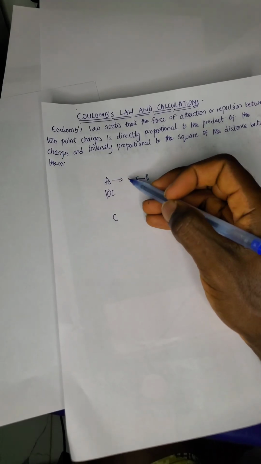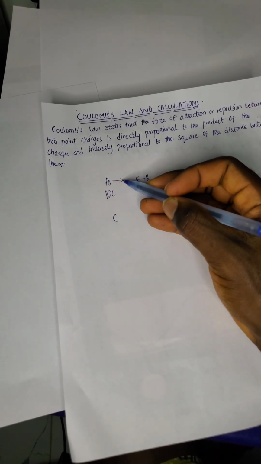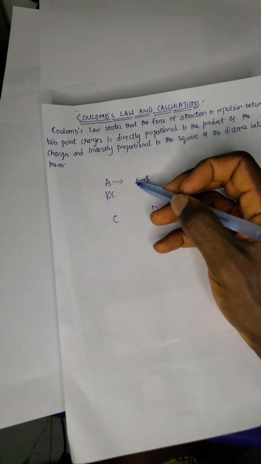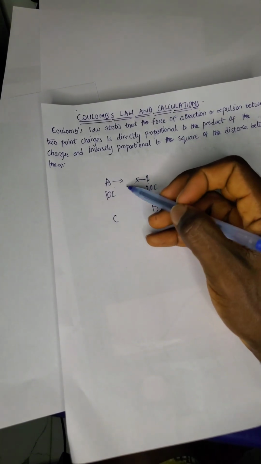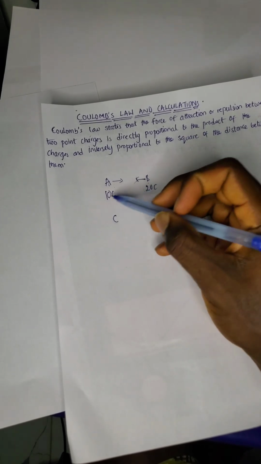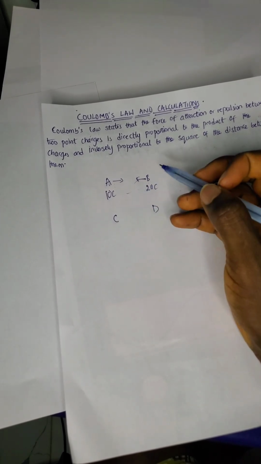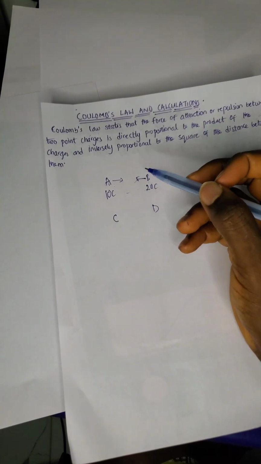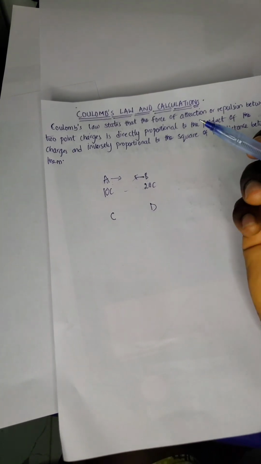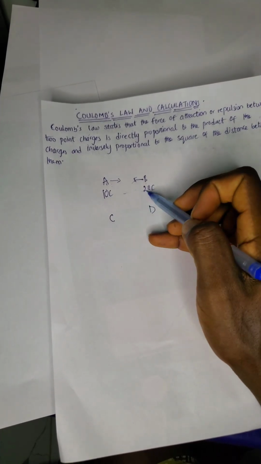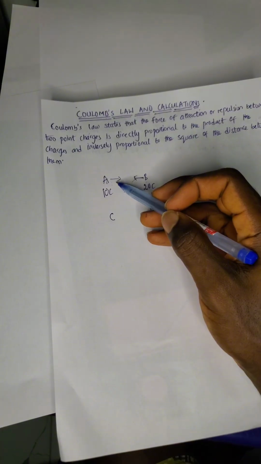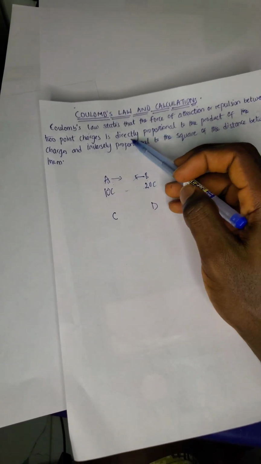So he said the force pulling them together, the force of attraction between these 2 point charges, is directly proportional to the product of the two charges and inversely proportional to the square of the distance between them. That is, if you increase these charges, it will make them come closer. Do you get what I'm saying? Let me explain what directly proportional means.